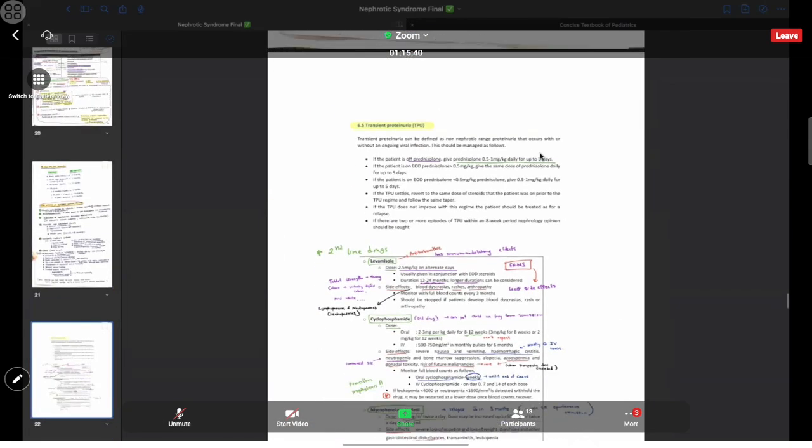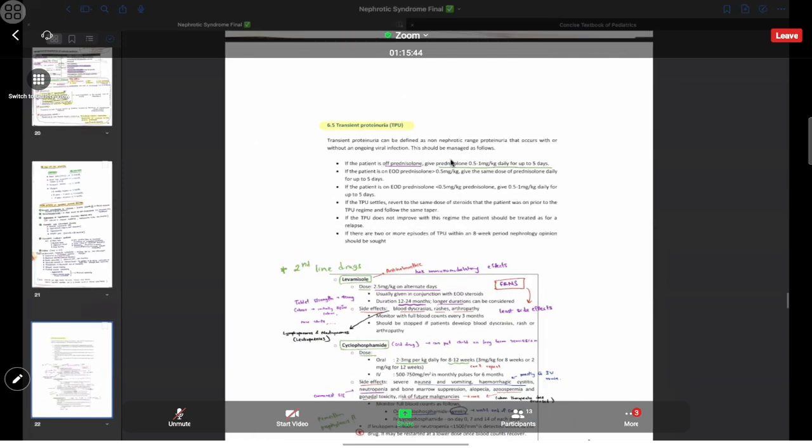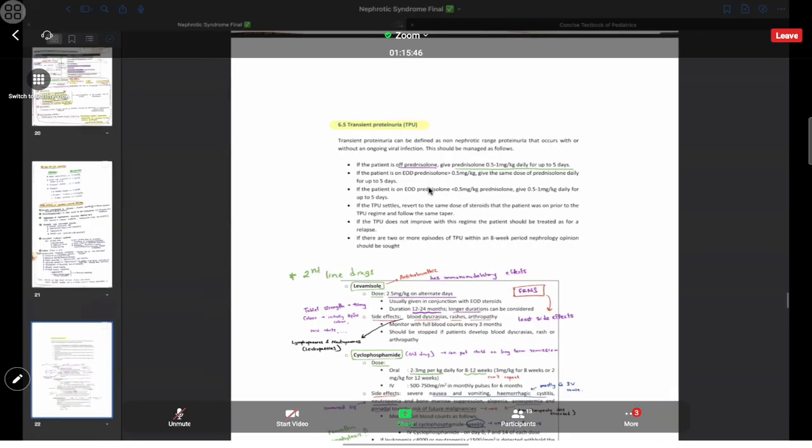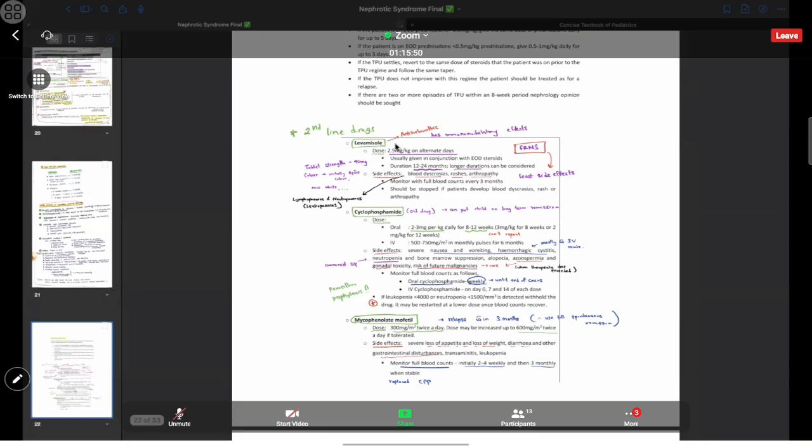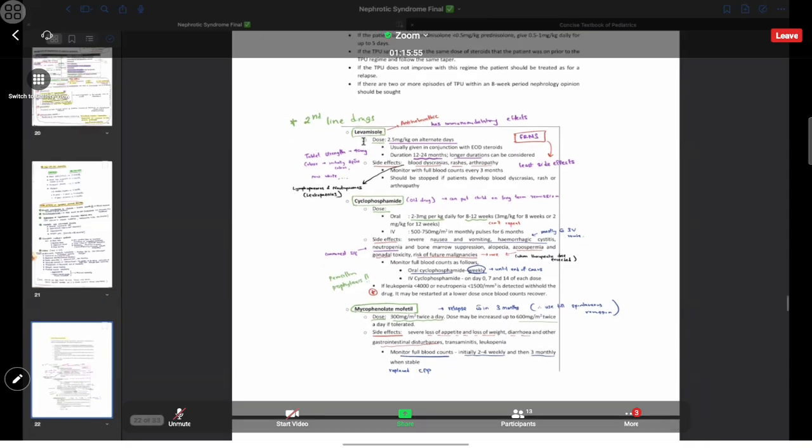Transserum proteinuria, I explain what transserum proteinuria is. In your history, make sure you remember to differentiate transserum proteinuria and a relapse. Then your second line drugs. Second line drugs, you don't need to know in great detail. The thing you need to know is the things that were asked from me. Okay, I'll just tell that.